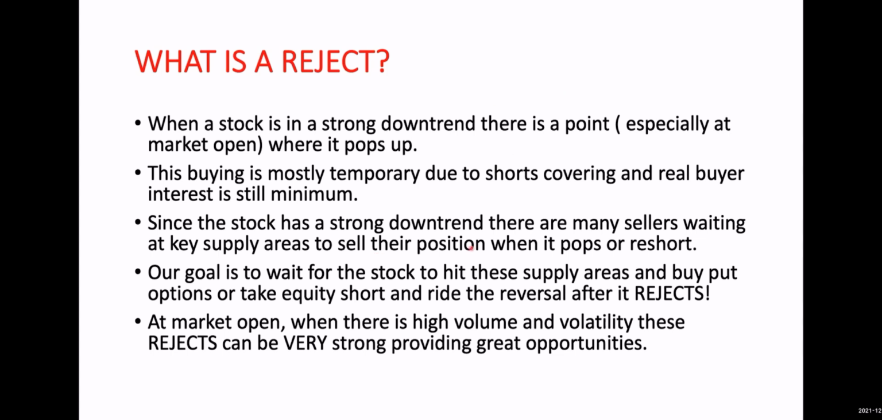Since the stock has a strong downtrend, there are many sellers waiting at key supply areas to sell their position when it pops back up, or to reshort. So when you see the stock reversing off of a downtrend at key supply areas, people are going to want to take profits. This is the most common thing a lot of people mistake. They see a couple of green candles and they think that there is a major reversal happening. But people are going to take profits because it's a heavy selling chart.